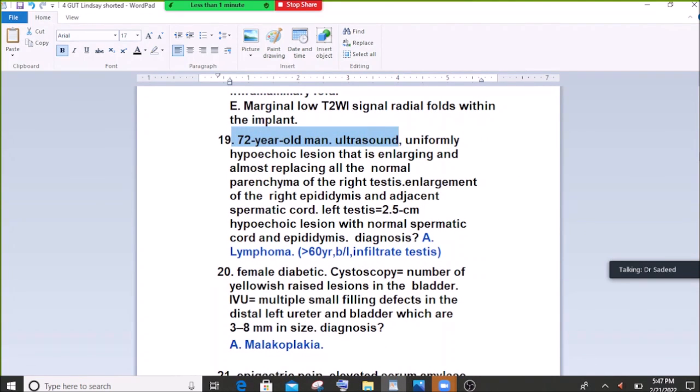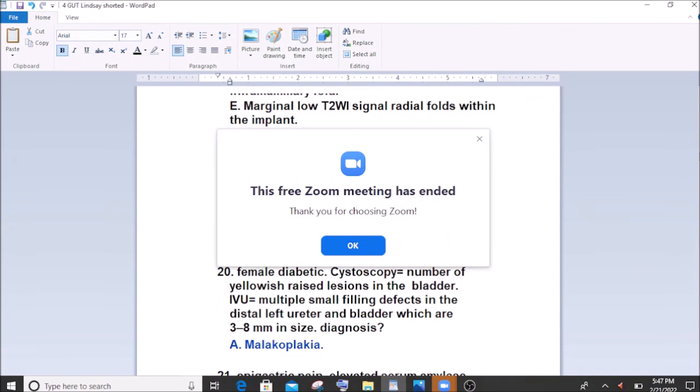19. A 72-year-old man. Ultrasound shows a uniformly hypoechoic lesion that is enlarging and almost replacing all of the normal parenchyma of the right testis. Enlargement of the right epididymis and adjacent spermatic cord. The left testis has a 2.5 cm hypoechoic lesion with normal spermatic cord and epididymis. Diagnosis: lymphoma, with patient age greater than 60 years, bilateral lesions, and replacement of the normal testes. So this is lymphoma.